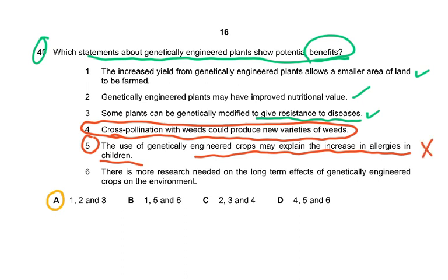There is more research needed on the long-term effects of genetically engineered crops on the environment. Well, there's enough research already, and this is not a benefit. This is, in fact, something which is detrimental or adverse. So that's why the answer was 1, 2, and 3, and the others were all wrong. But please, you need to understand this. You need to read up on this chapter on genetic engineering and the benefits of genetic engineering. That completes this paper, and thank you once again.